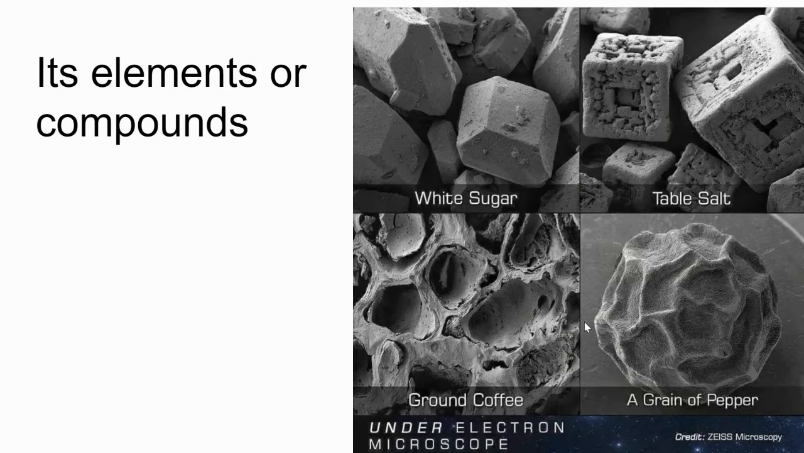Elements or compounds. So non-living things are made out of elements or compounds, while living things are made out of cells. So you can see right here, these are white sugar, table salt, ground coffee, and a grain of pepper. Those are the compounds that make up those things, and they're all right now in microscopic view with an electron microscope. So those are really small that we see. So being made of cells is the first characteristic of life.